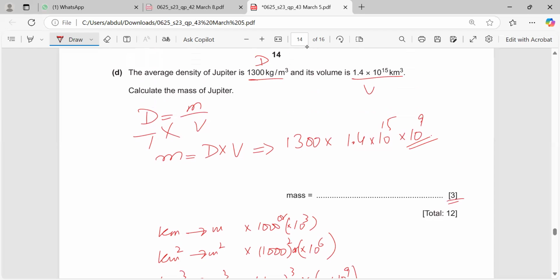So answer is, 2 options I have received by the students. So 1.82 times 10 raised to power 27, Maida correct, Ahmad Abdu correct, mashallah, same answer from both of you. So thank you, stay blessed. 1.82 times 10 raised to power 27 kilogram.